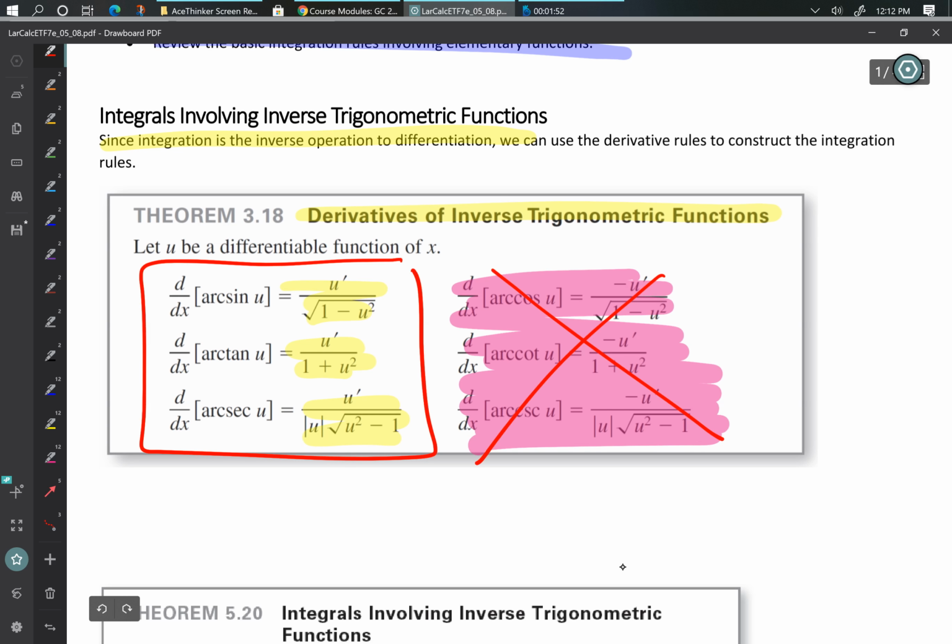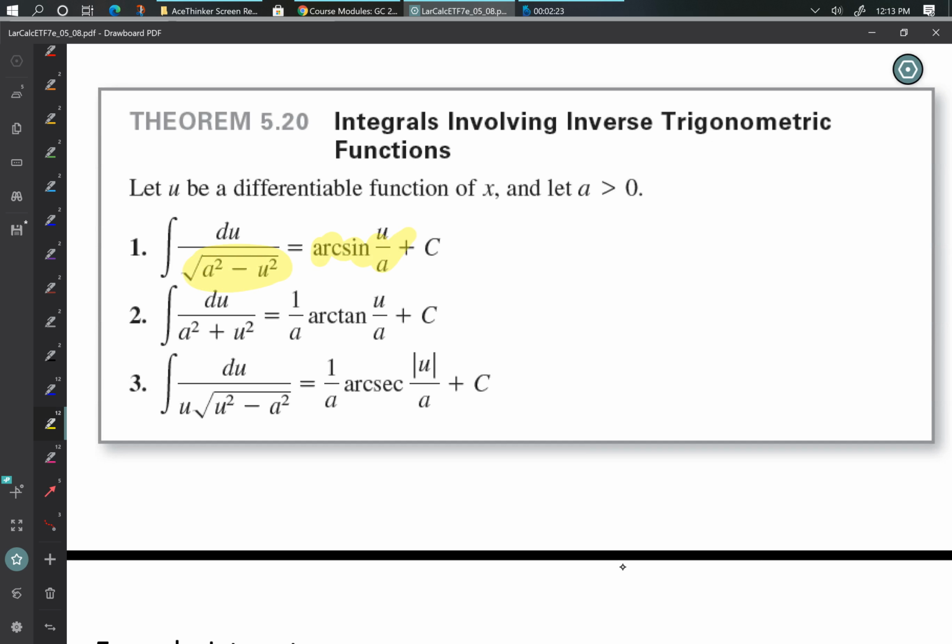If I see downstairs a root of a binomial where subtraction exists in the middle, I'm going to start thinking maybe this is arcsine. If I see an integral where I have a fraction and the denominator is a binomial and it's a sum, I'm going to start thinking arctangent. And if I see an integration where the denominator is a function times a root, and the root is a binomial where the binomial is two things squared, I'm going to start thinking arcsecant.